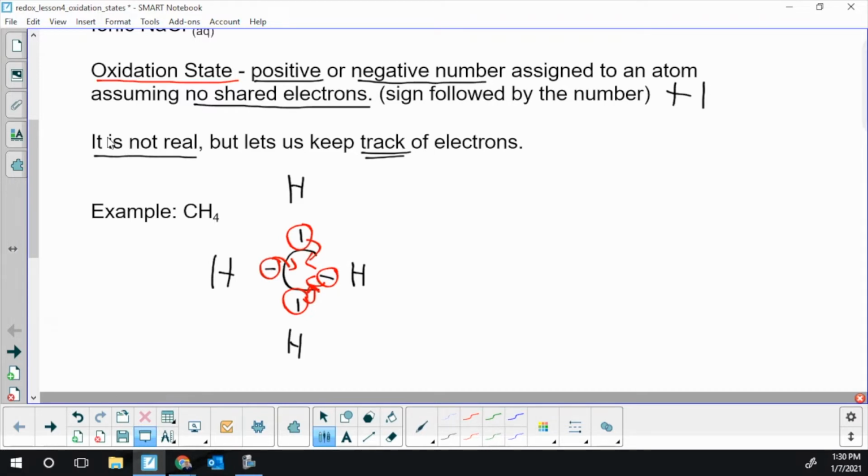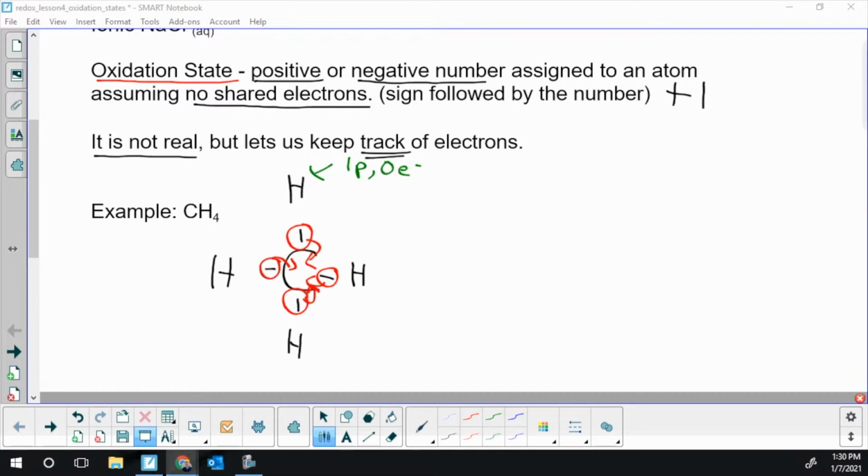We'll start with hydrogen. Okay. This hydrogen has 1 proton, and when we push all the electrons to the carbon, it has 0 electrons. Okay. So I'm going to have to figure out the charge based on 1 proton and 0 electrons.